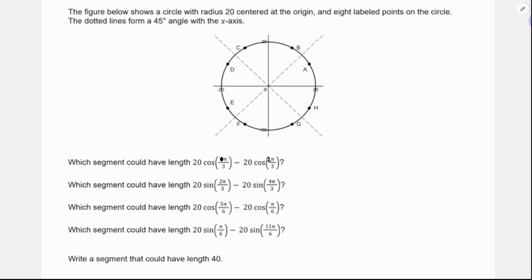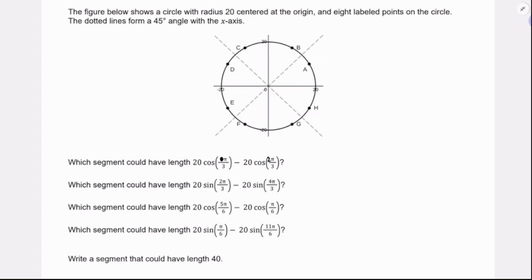All right, so here we've got another diagram. A circle with radius 20 and 8 labeled points. And then the gray dotted lines sit at 45-degree angles on the x-axis. It's asking which segment could have length 20 cosine pi over 3 minus 20 cosine 2 pi over 3. Okay, so if we're thinking about the difference in two cosines, the cosines represent x coordinates on the circle.